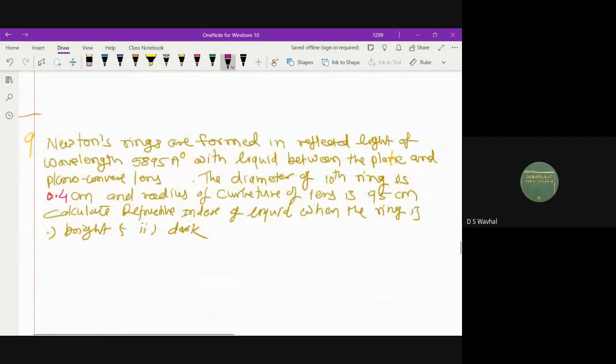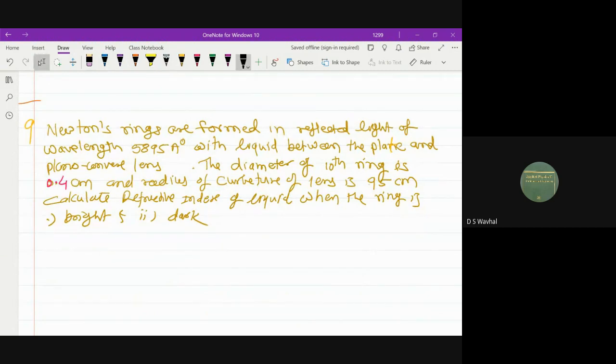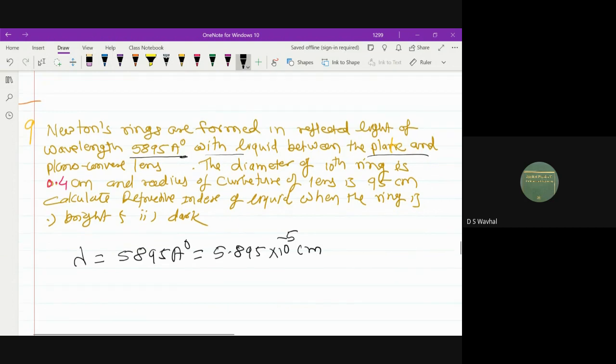Okay, then let's go to the next sum. This is also on Newton's ring. Newton's rings are performed in reflected light of wavelength 5895 angstrom. So the wavelength is given, 5895 angstrom, which is equal to 5.895 into 10 to the power minus 5 centimeter, with liquid between the plate and the plano-convex lens. The diameter of the 10th ring is 0.4 centimeter. So D10 is given.